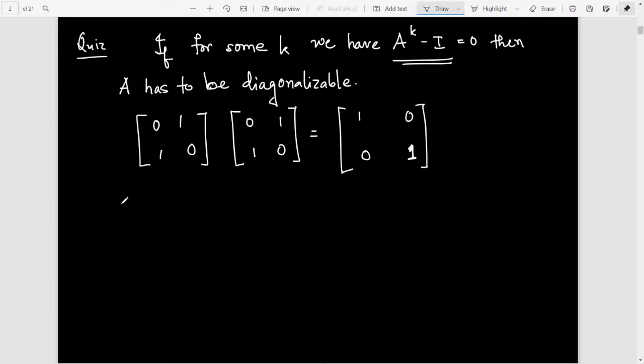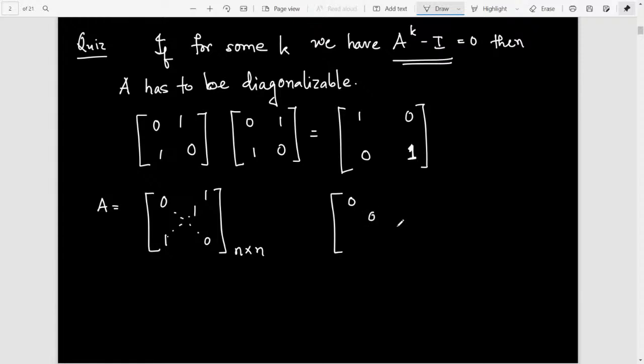Okay, so what am I saying? If you have any matrix of this form, with 0 and 1s on the reverse diagonal, let's say this is an n cross n matrix, everything else is 0. Let's say for the 3-dimensional case, I'm talking about this matrix.